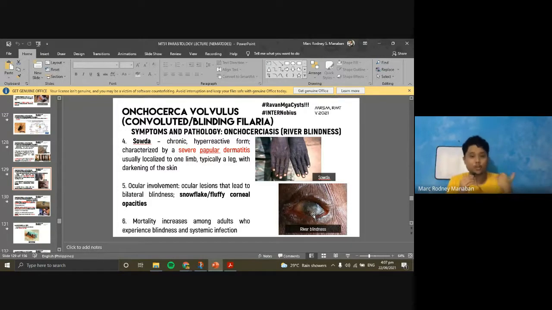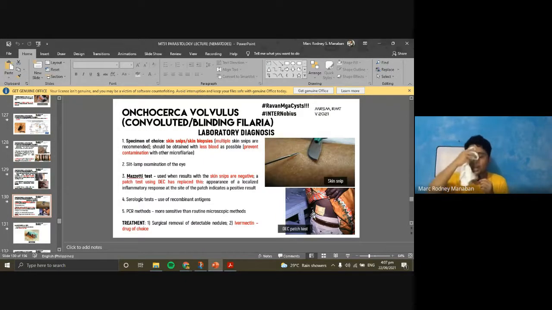So what you have to take note of: onchocercomas, no, nodules that contain adult worms. You also have hanging groin. You also have sowda, all right, and snowflake fluffy corneal opacities, no, when it leads to blindness in the eyes. All right, okay. Ayan.